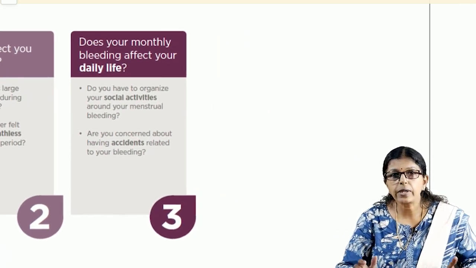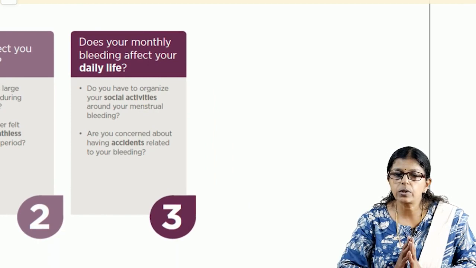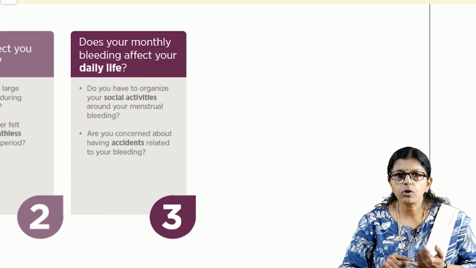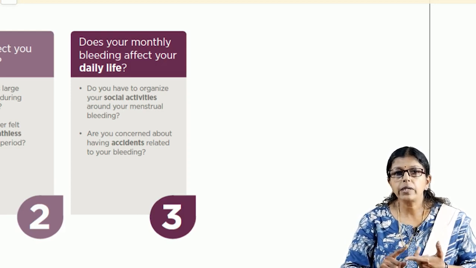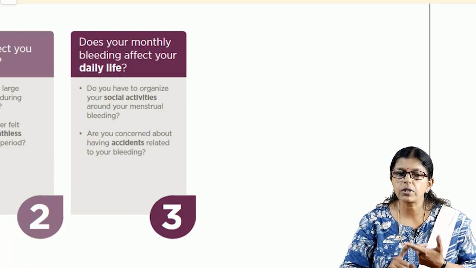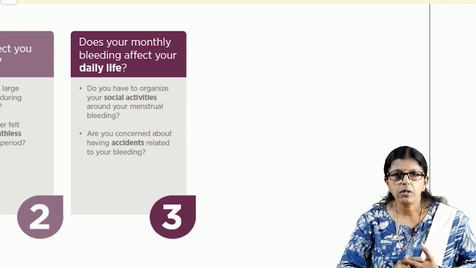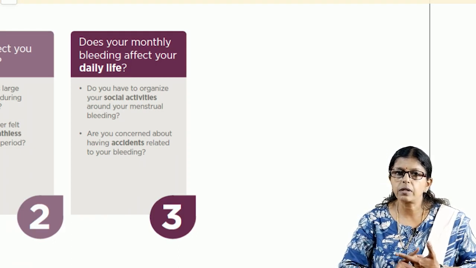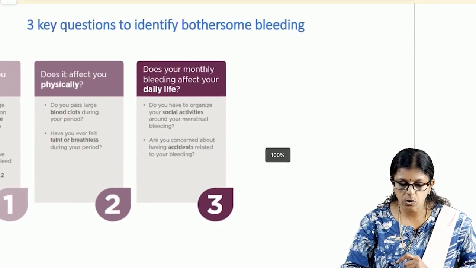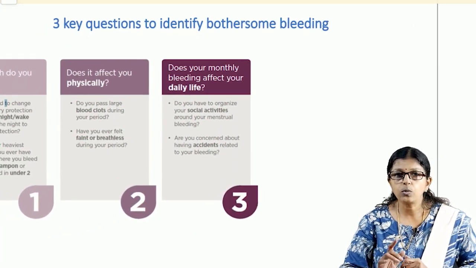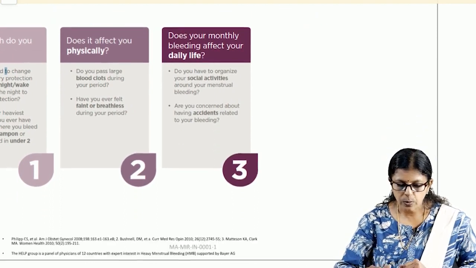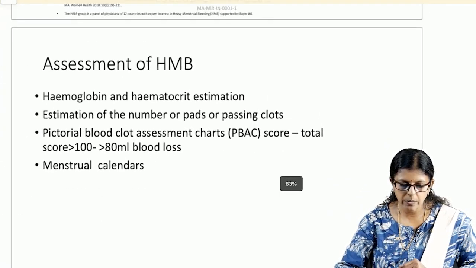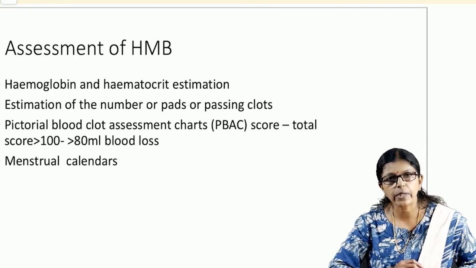And does it affect your daily life? Now there are many people who will tell you that the bleeding is so much that they prefer not to go out. They prefer not to attend weddings or parties, or they take leave from their work. Okay, or they need help at home during that time because they just cannot get up from bed. Now that is bleeding which is affecting their social life. So even if the HB is not very low, you must realize that this is a place where you have to interfere. So you must identify how much the bleeding is and how much is the volume of bleeding.